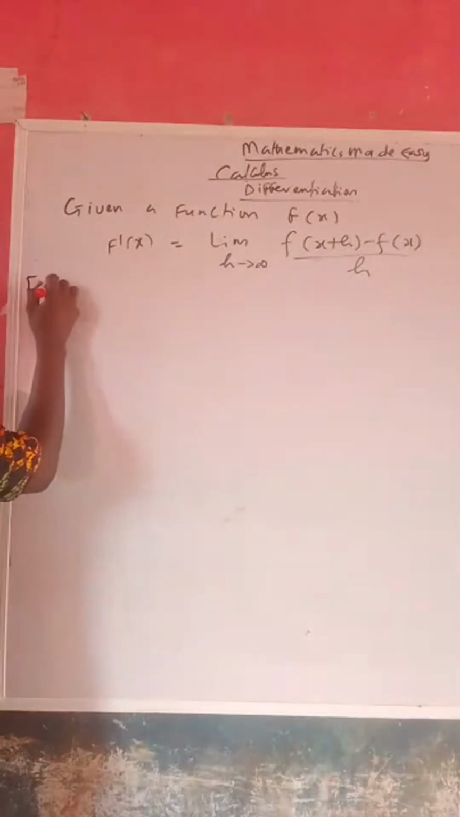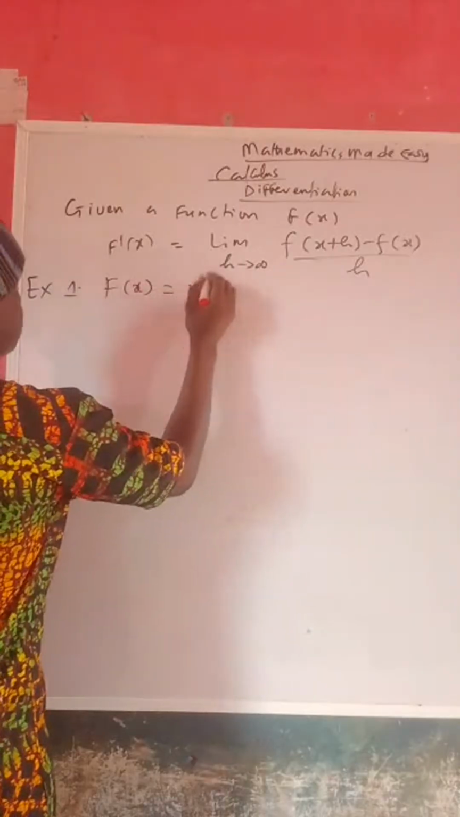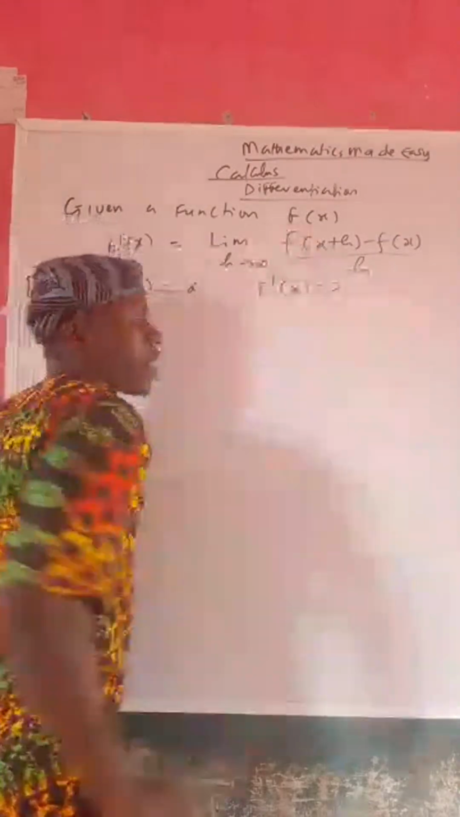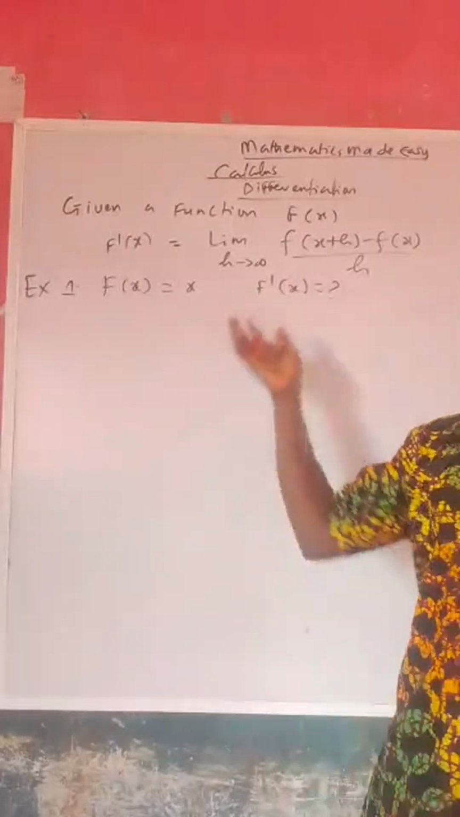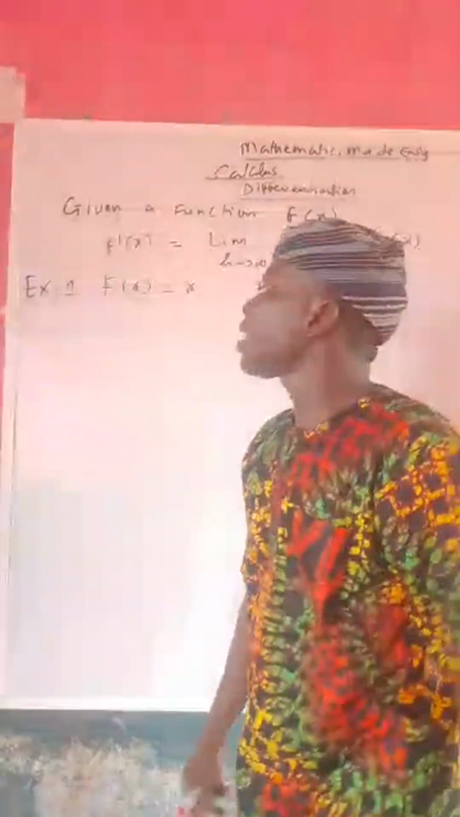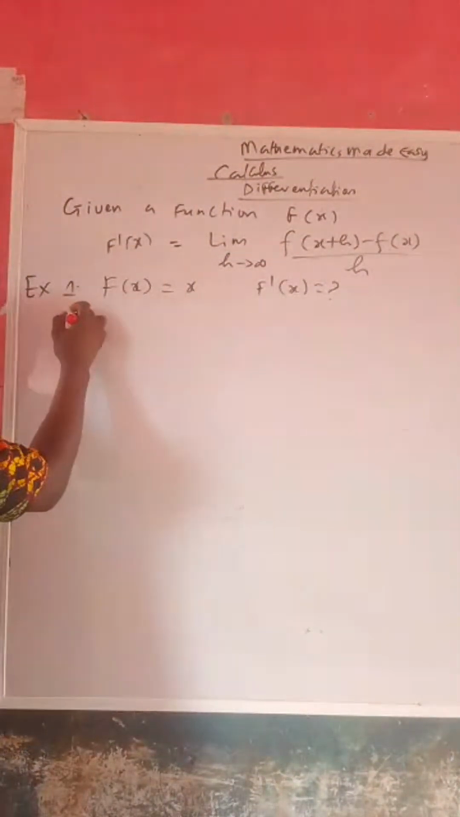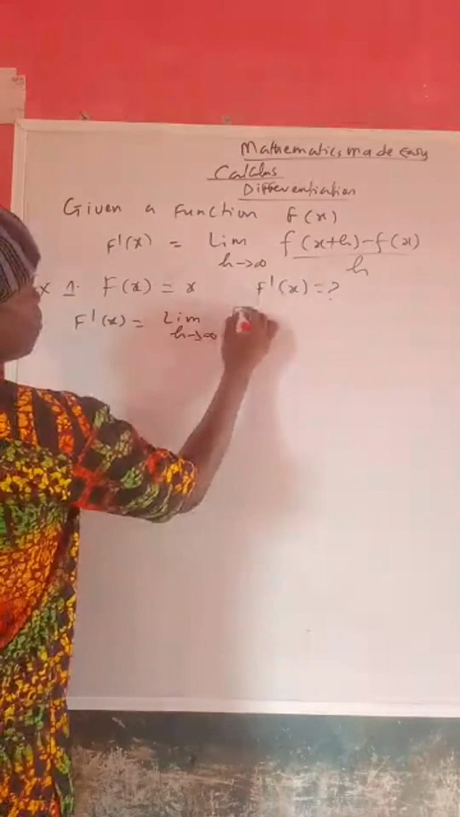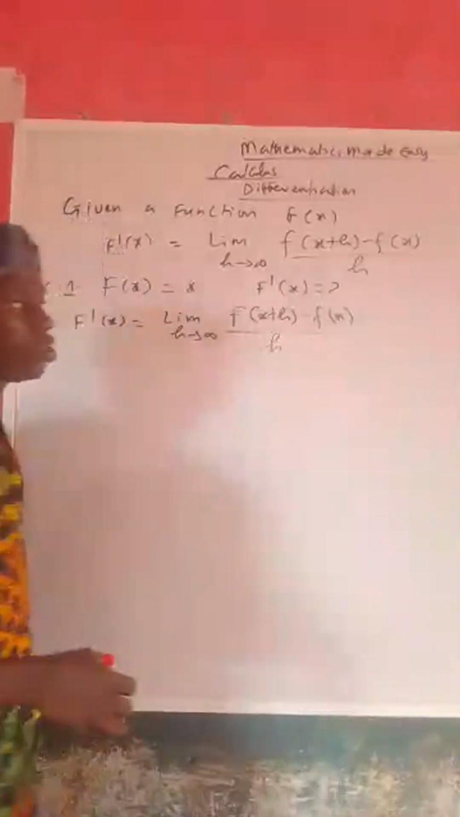Now, example one. We have a function f of x equals x. So find f prime of x. You have to differentiate x. You have to find the derivative. It means find the derivative of x. Now, how do you find the derivative of x? Since you are given a formula already, we said f prime of x equals the limit as h tends to infinity of f of x plus h minus f of x, then everything over h.